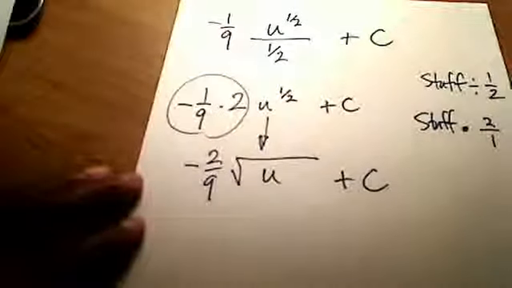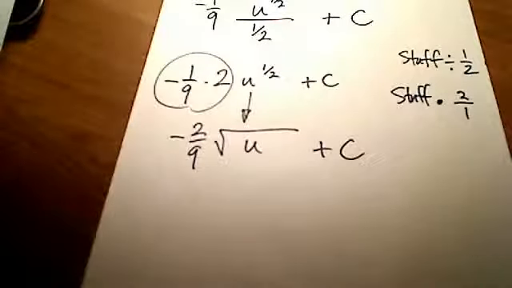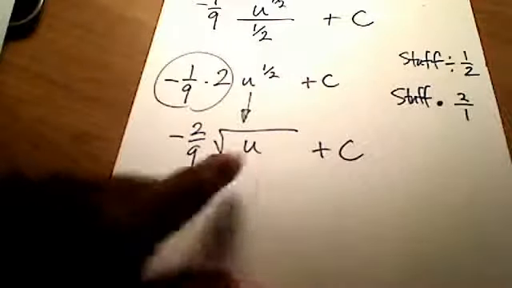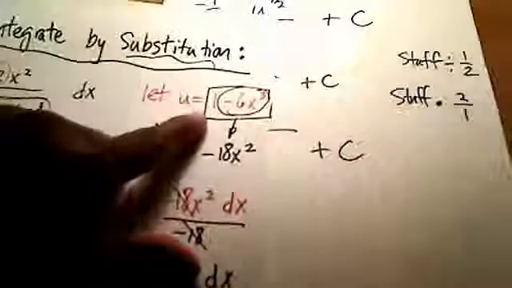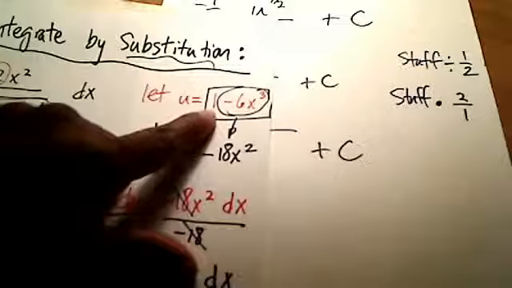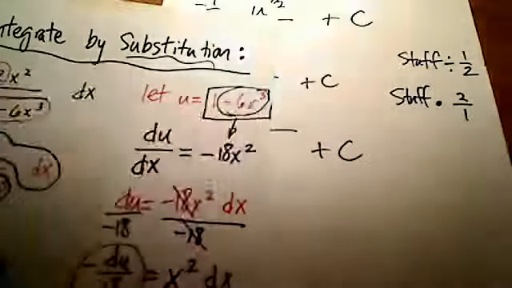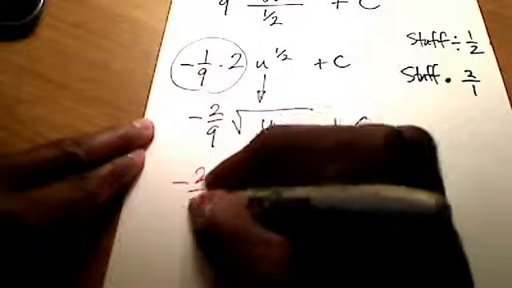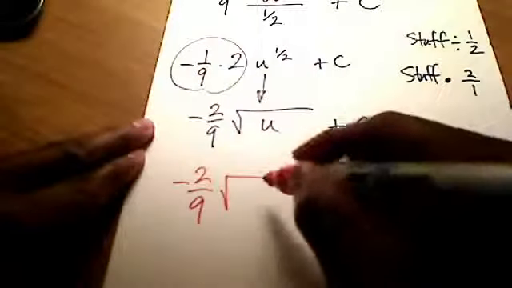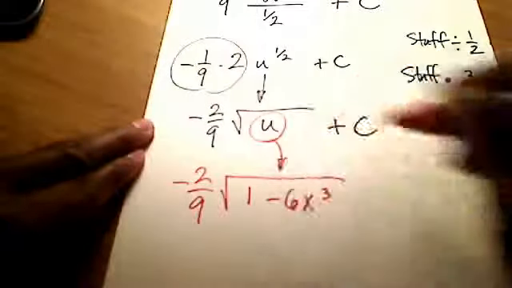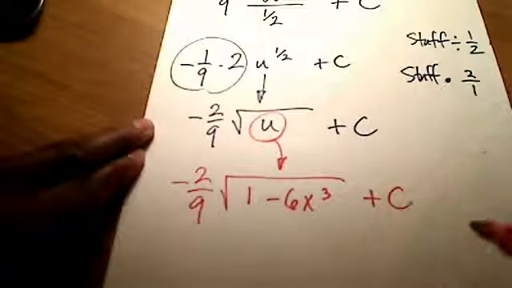Okay, I'm almost done. Last thing is, I don't want this answer with respect to u. I want this answer with respect to x. So let's put back in place of u what we substituted it out originally as, 1 minus 6x to the third. Okay, well, we can do that. My final answer then is going to be a negative 2/9. Inside of the square root, I'm going to have 1 minus 6x to the third, because that's what u is actually equal to, and then plus c.